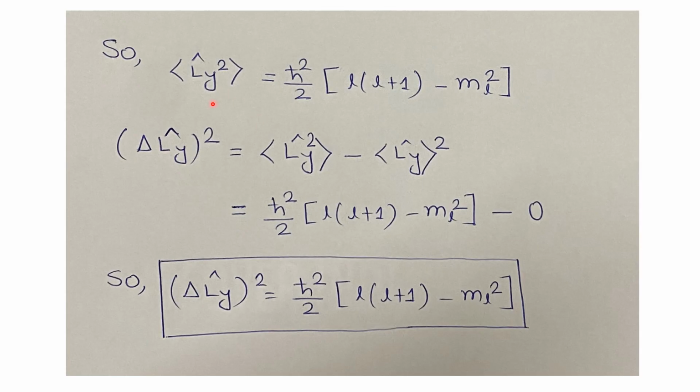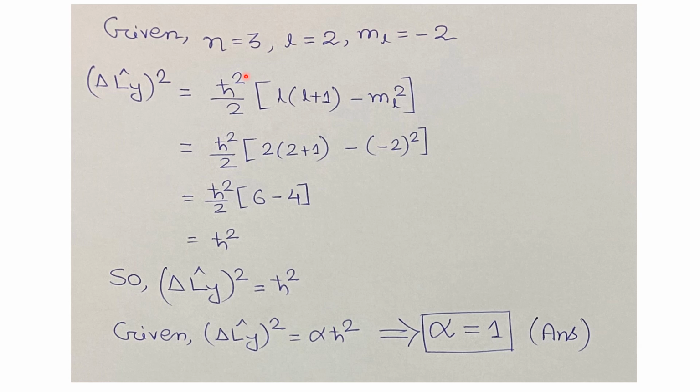So what we have, the expectation value of Ly square equals h cut square by 2 times L into L plus 1 minus ml square. So this quantity, that is delta Ly cap whole square, is basically the expectation value of Ly square minus the expectation value of Ly whole square. The expectation value of Ly is 0, so the surviving term will be the expectation value of Ly square. This will give h cut square by 2 times L into L plus 1 minus ml square. So our delta Ly cap whole square is h cut square by 2 times L into L plus 1 minus ml square. So this is the expression for the general state L, ml.